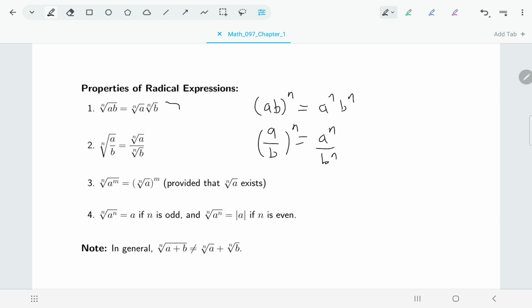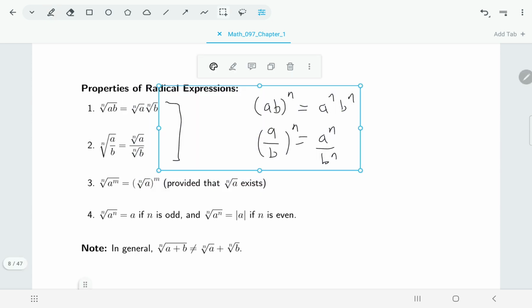And you'll notice we've got similar sorts of properties for radicals. If you have two numbers or two things being multiplied inside of a root, well, then we just have the roots of those individual things multiplied together. Or if we have a fraction inside of a root, well, that's just the root applied to the numerator as well as on the denominator.